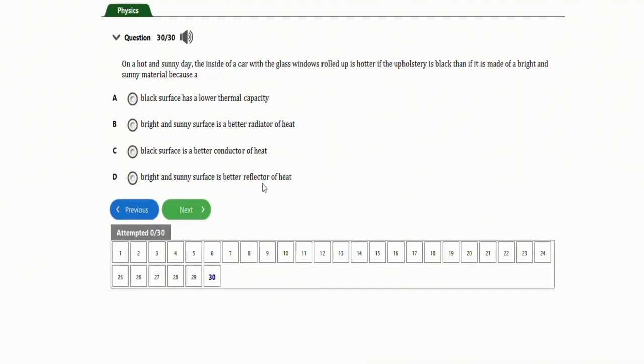So I think we have answered this question before as well. The correct option to this question is option D. So the correct option is what? Option D, bright and sunny surface is better reflector of heat. Alright, so that's it for these questions under heat transfer for JAMB Physics.